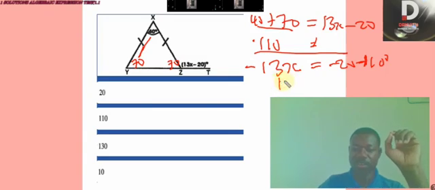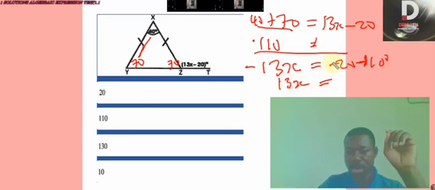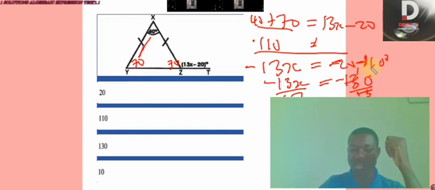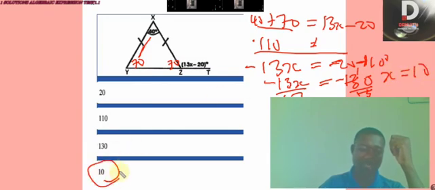So I get 13x equal to minus 110, and that will give me what? Minus 130. This minus, sorry. So here by 13, here also by what? 13. 13 cancels 13 once. So x equals what? 10. So the answer is 10. Okay. Take note of that.